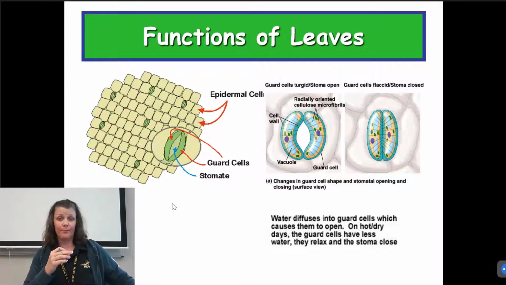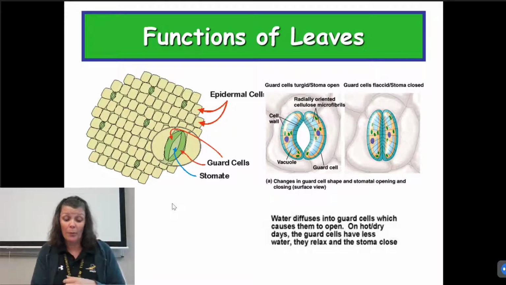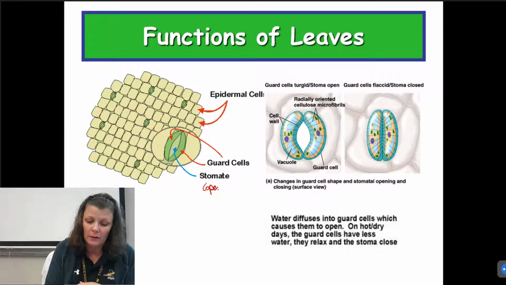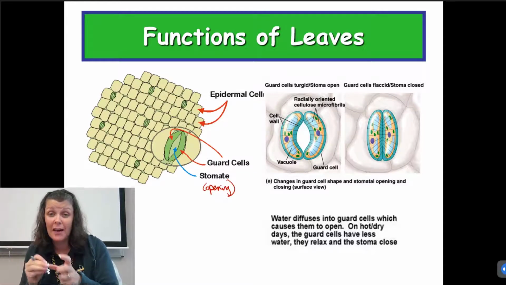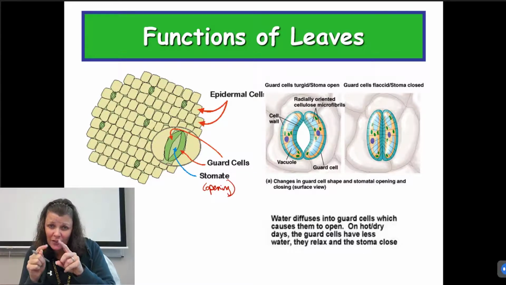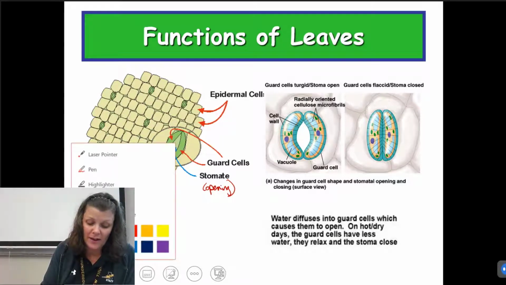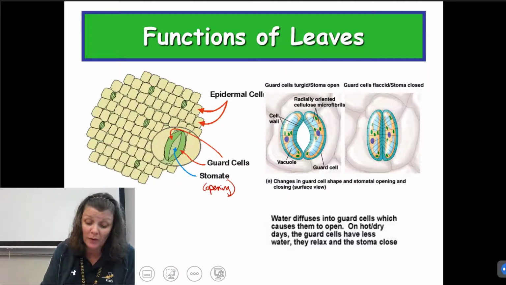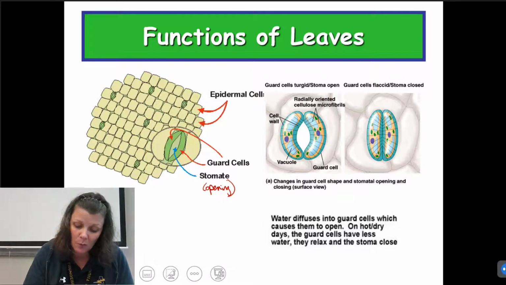What I'd like you to do is, on this picture on the left, it shows a stomate, which is an opening, right? A stomate is an opening. And then you've got guard cells on either side. Well, the picture to the right actually zooms in on those guard cells and shows you some organelles that are inside. The organelles that we are most interested in are the vacuoles. And I'd like you to take a blue utensil, whether it be a colored pencil, a highlighter, a marker, or something. And I want you to color in the vacuoles.